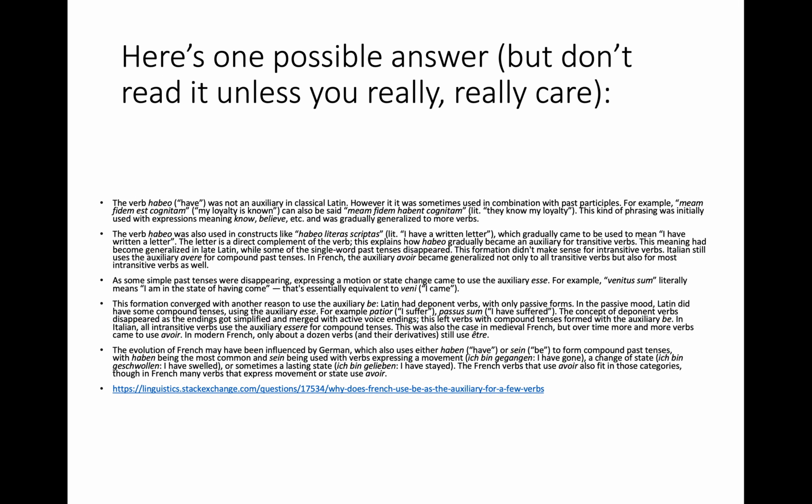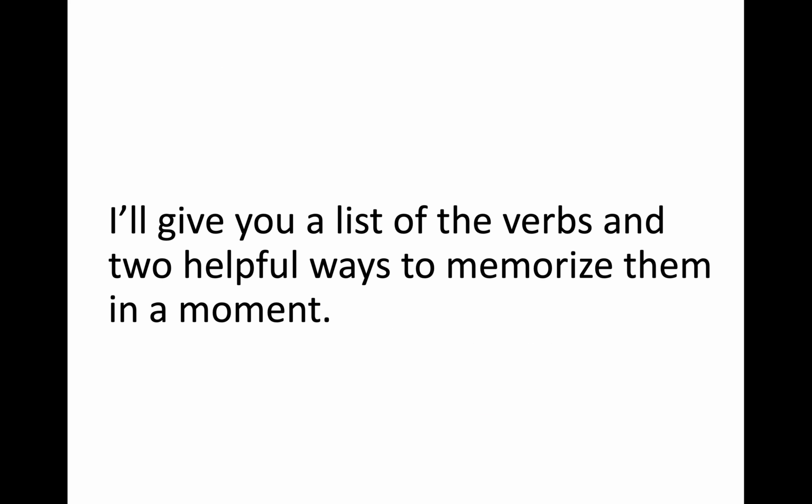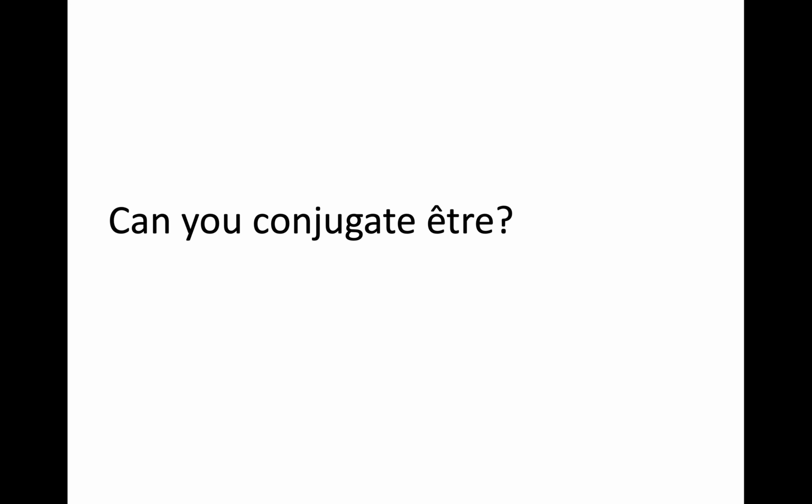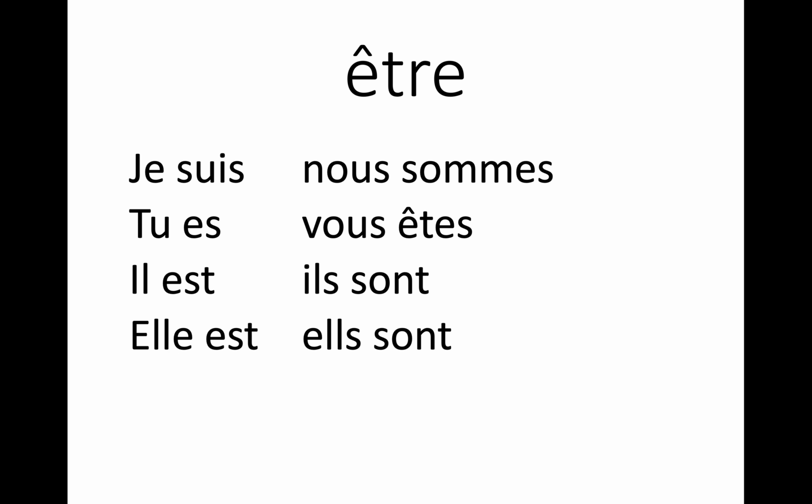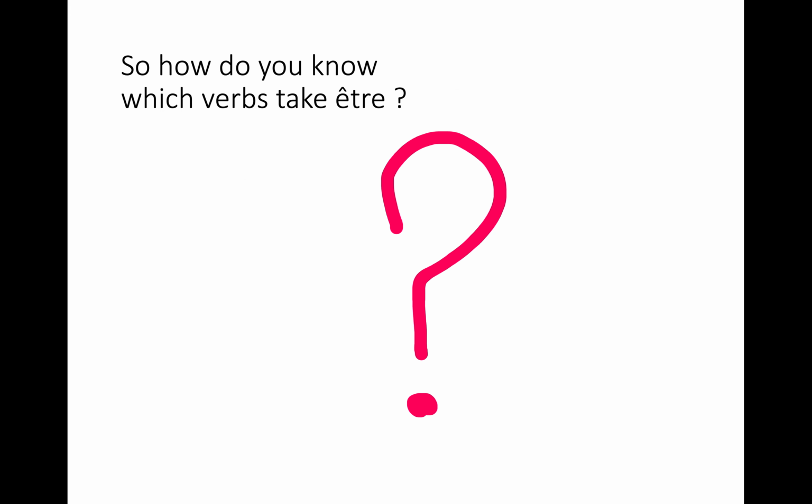So if you really want to know the answer, you could pause and look here, but nobody even agrees that it's an answer. So basically what you need to do is memorize which verbs take être as the auxiliary verb. And we call them être verbs. But first, can you conjugate être? Do it. Come on, press pause and do it. Conjugate être. And this is what it looks like. Je suis, tu es, il est, elle est, nous sommes, vous êtes, ils sont, elles sont.